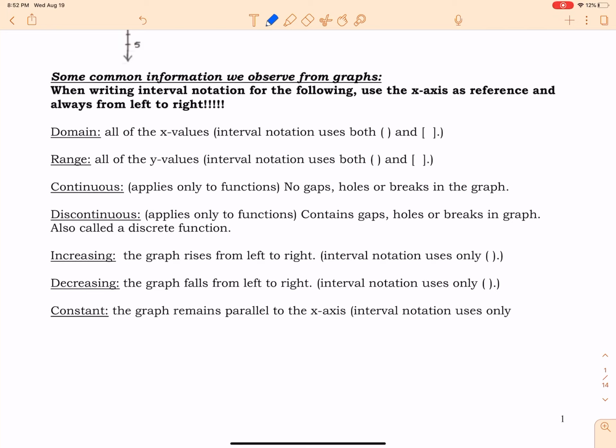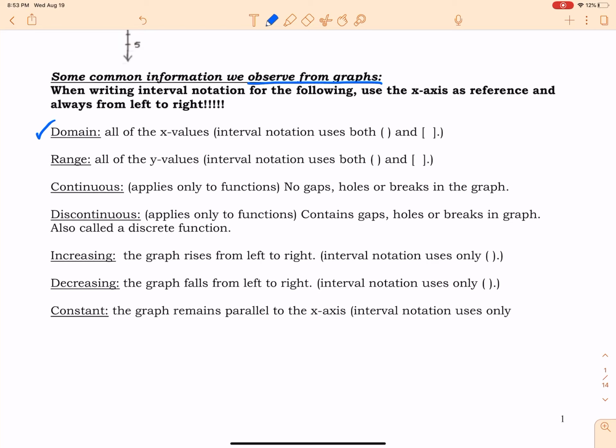Okay, so let's look at some common information that we can observe from our graphs. These are physical characteristics that we can actually witness when we're looking at a graph. So I'm going to show you a little bit about this. The domain should be familiar to you. The domain are your x values.